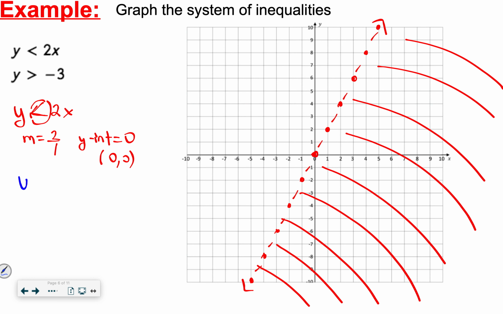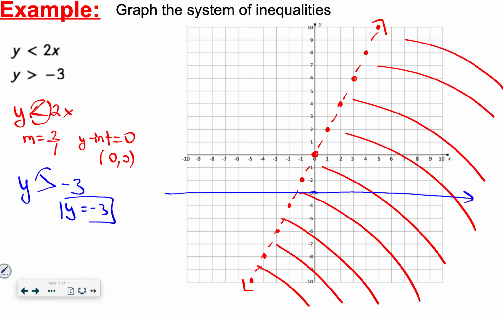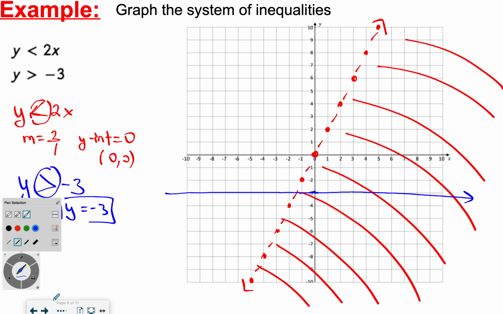Second one, y is greater than negative 3. How am I going to understand what kind of line this is? Think about that. Assume that this is y equals negative 3. Which part is this? Y equals negative 3 is here. This is the line. But does this inequality include the equal sign? No. If this doesn't include an equal sign, then we are going to use a dashed line.